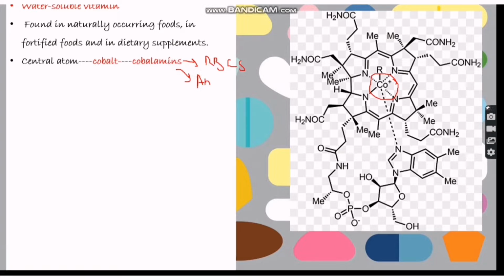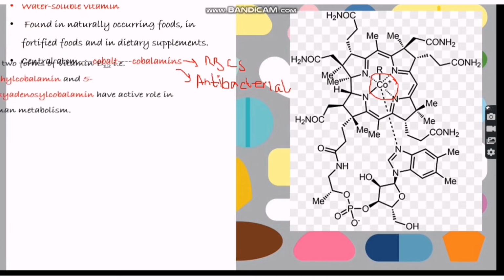This cobalt, that is the central atom in vitamin B12, also known as cobalamin, is responsible for antibacterial as well as antiviral components. So these antibacterial and antiviral components prevent the body from further infections.